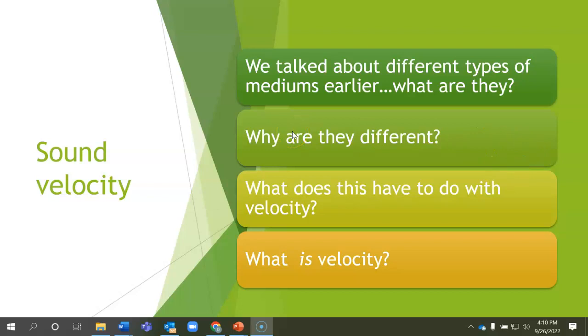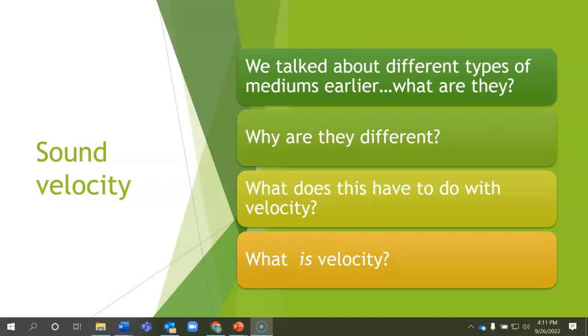A liquid is contained in a container, and solids are pretty solid and don't move a whole lot. But basically, the mediums are defined by how close or how far apart their molecules are. So that's why they're different. Gas molecules far apart, solid molecules really close together. So what does this have to do with velocity?